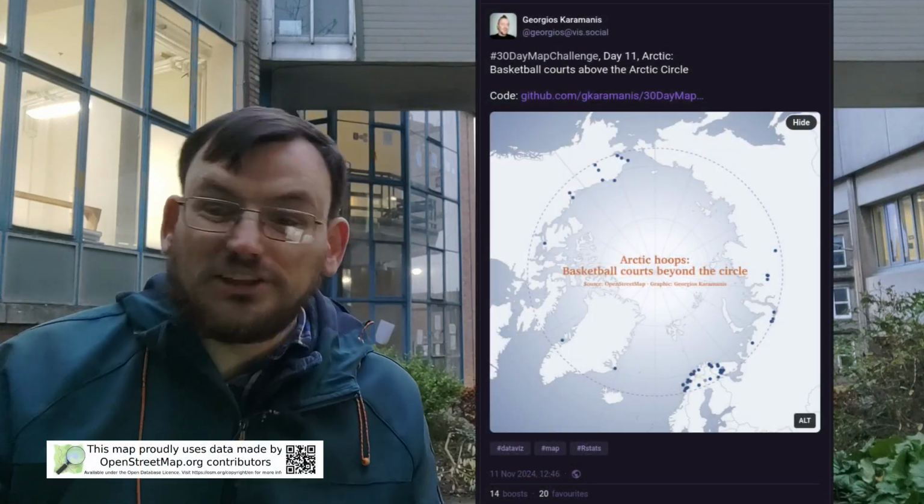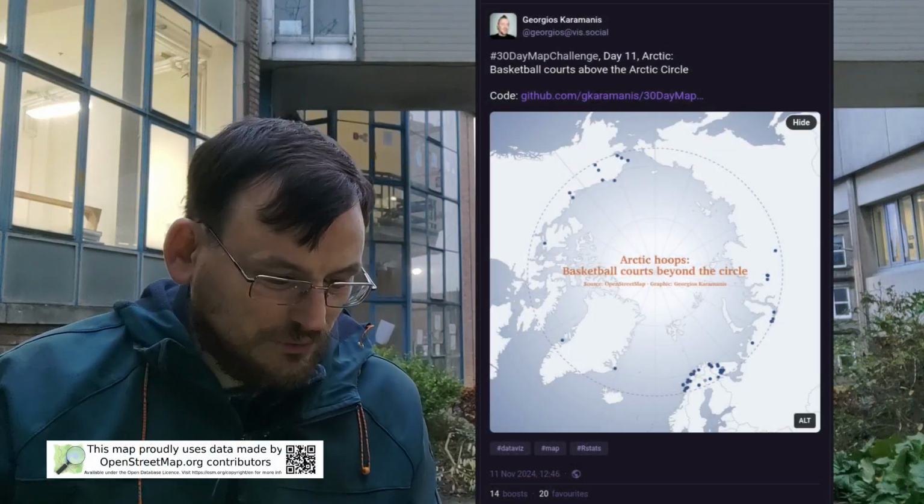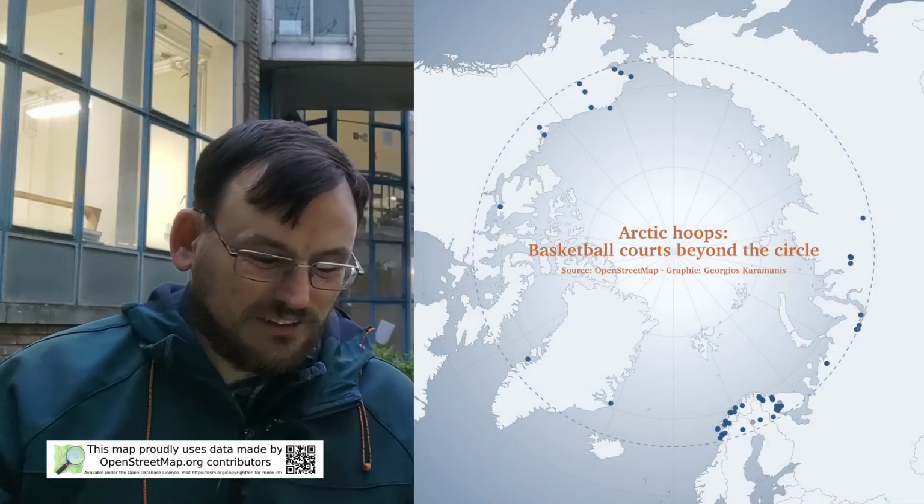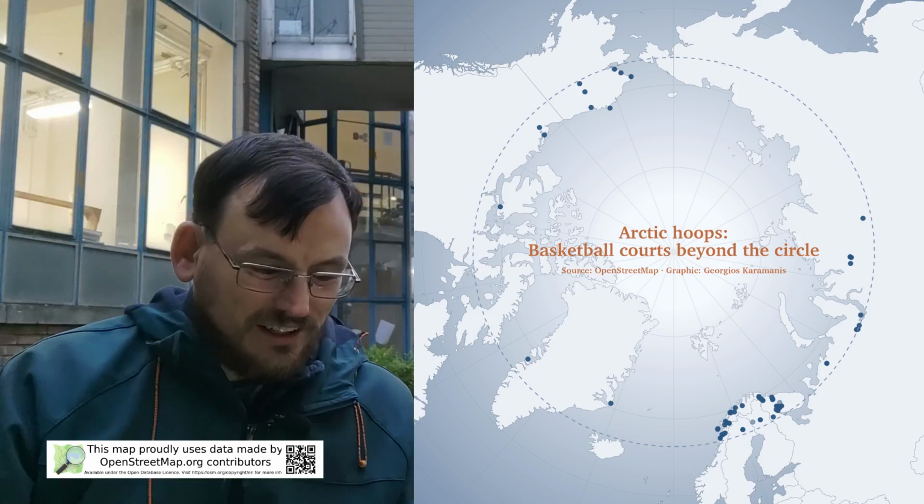So moving on to day 11 to keep up the pace here. So there's an arty play on words again. Georgius created a map of Arctic hoops. So that's all the basketball hoops that you can find in the Arctic Circle, which is quite fun.